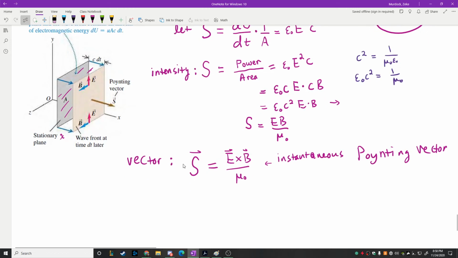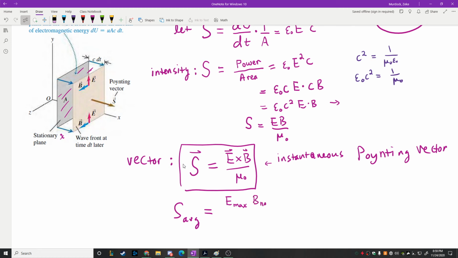So that's the Poynting vector. I'm just going to tell you what it is. You can go look up the derivation if you want to. It is super easy to do. I'll describe how you do it. The average value of the Poynting vector is going to be equal to the maximum value of the electric fields multiplied by the maximum value of the magnetic fields and then divided by 2 mu naught.